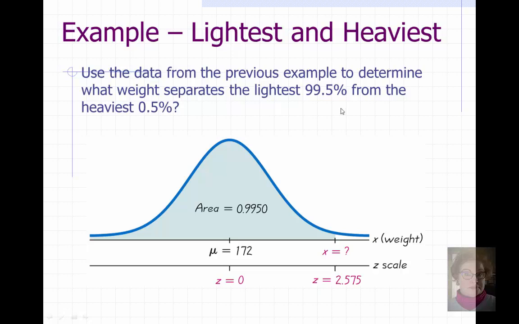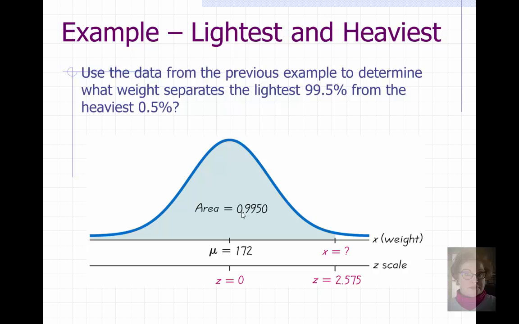heaviest. So what we're going to do if we're going to use the table is we're going to search the table for 0.9950. And because that is bigger than 0.5, I know it's going to be on the positive page. I know it's going to be, well, the lower left part of the table. I'm going to search for 0.995. The closest I can get is between 2.57 and 2.58.